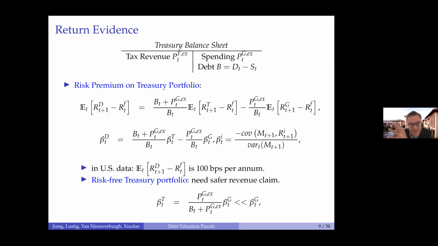So the tax claim has to be safer than the spending claim to keep the debt close to risk-free, is what this is saying. And the more debt you have outstanding, B here being the value of debt excluding the current surplus, the safer the tax claim has to be. That's what the return evidence pushes you towards.